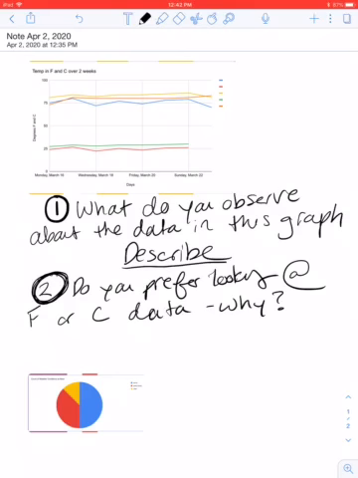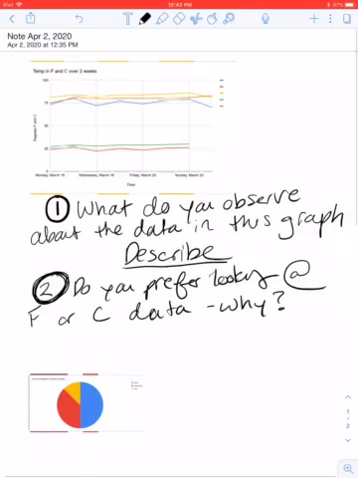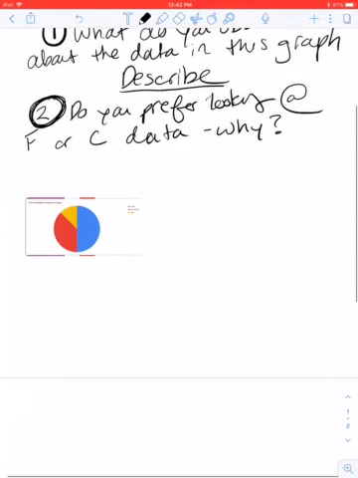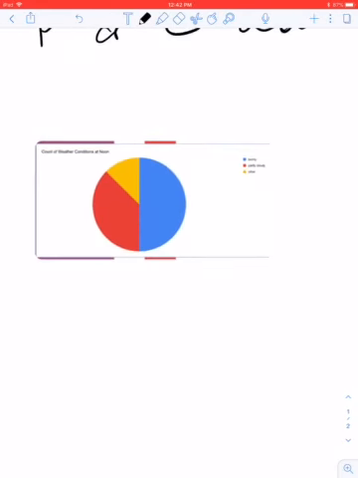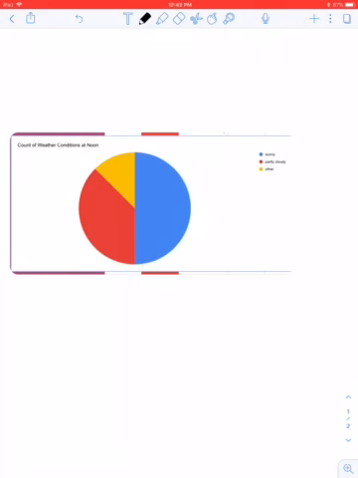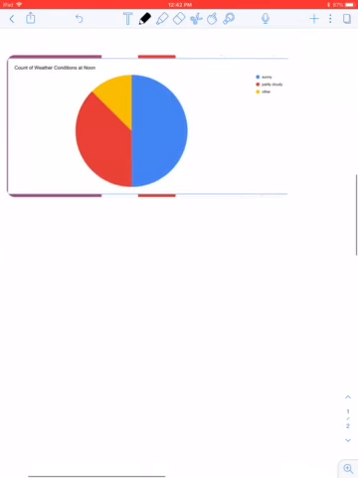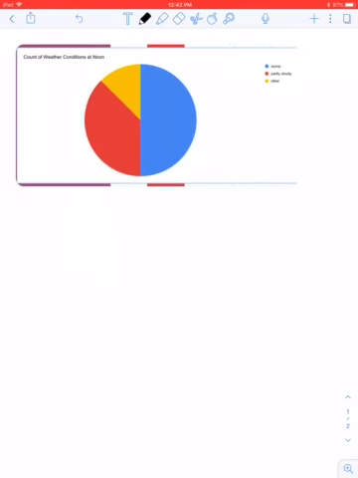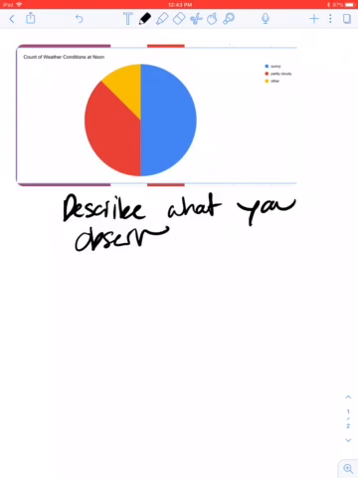All right. So those are the two questions I'd like for you to answer for the line graph on temperature. We're going to go down here to our pie chart. I've heard some teachers call this a circle graph. To me, that sounds kind of weird, but anyway, pie chart, circle graph, whichever one. I'm going to describe what I see here. So you're just going to describe what you observe.